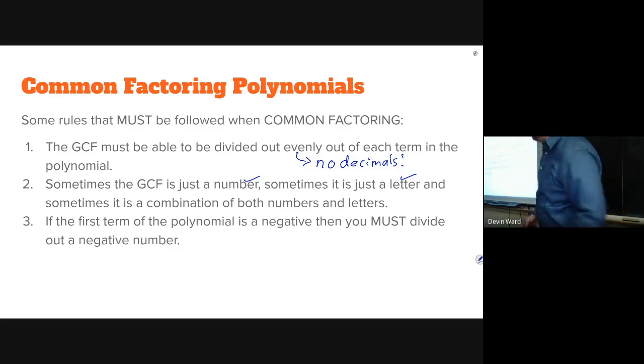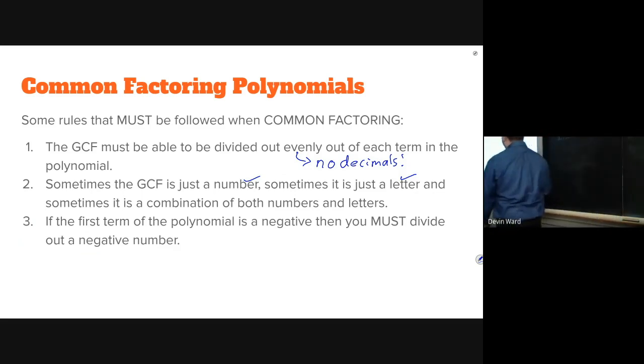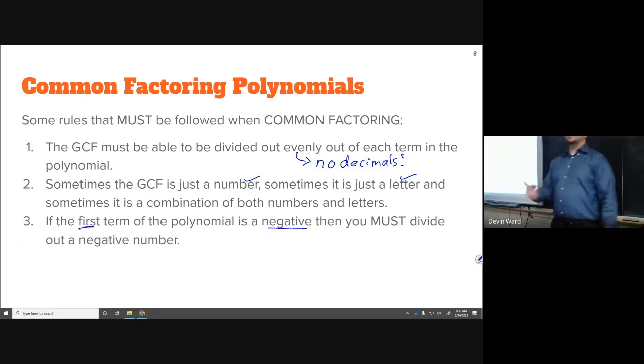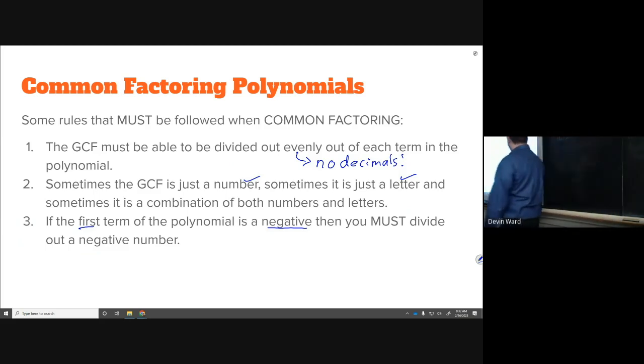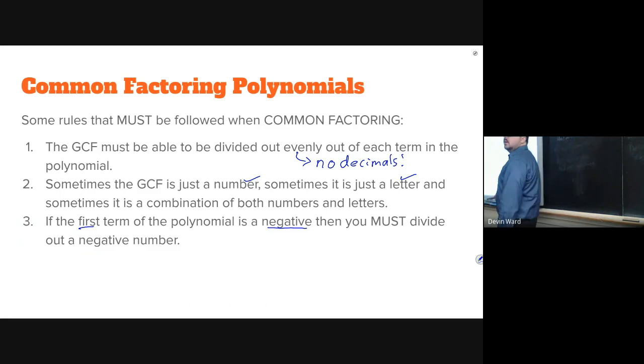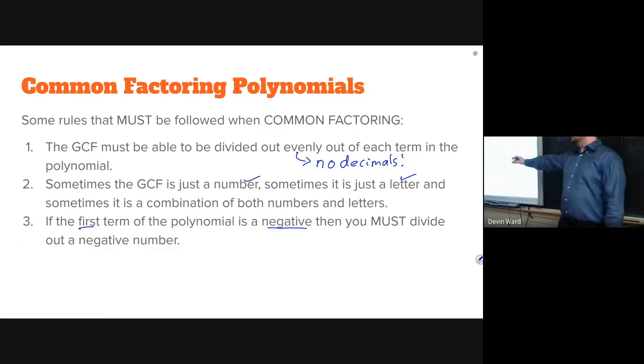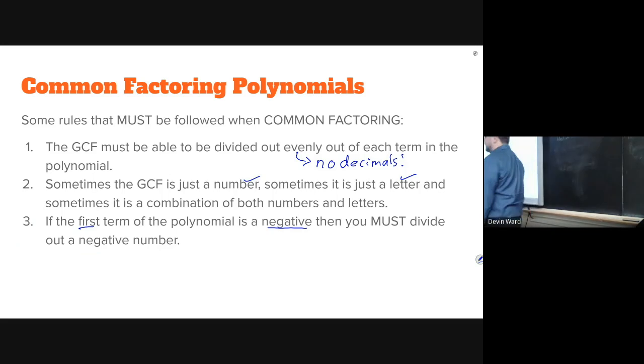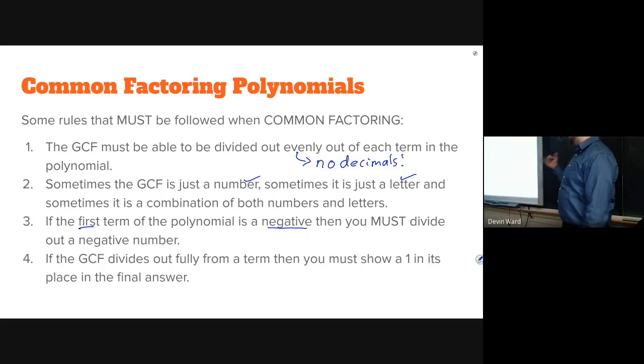Then, if the first term, so your first one, is negative, then you have to factor out the negative number. That means if the first number is negative, we're going to be factoring out negatives out of every other term, because we always want the first term inside the brackets to be positive. We'll see that in just a minute. We'll do some examples.